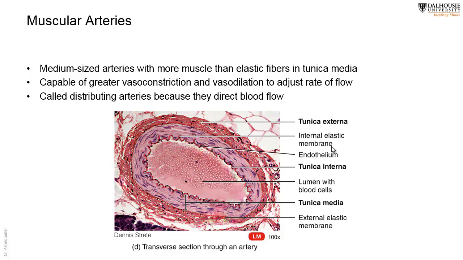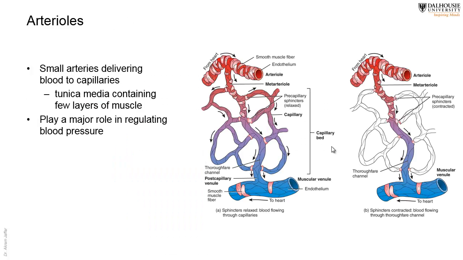So that not much blood will go into the gastrointestinal tract. So they are distributing arteries because they direct the blood flow. These arteries will become smaller and smaller until they form the arterioles. So these are the arterioles.